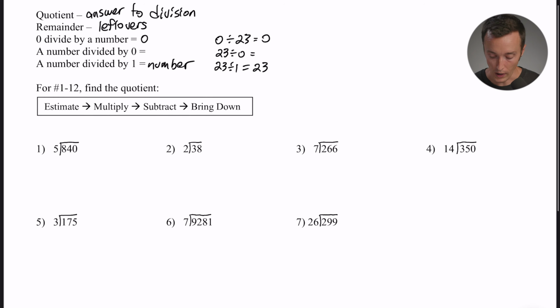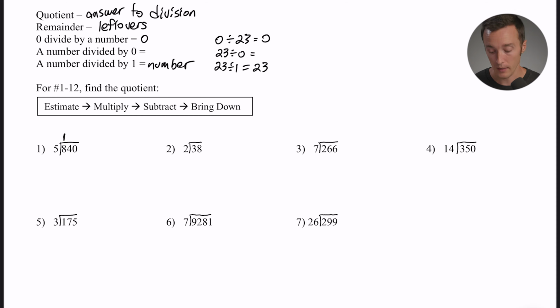So let's look at number 1. It's 840 divided by 5. The first thing I want to do is look at that 5 and see how many times it would divide into 8. Sometimes you could say, how many groups of 5 can I get in 8? And this is where you're going to estimate. My estimate is only 1, because I know if I did 2 groups of 5, that would be 10, and that's more than 8. So I'm going to say that my estimate is 1 group of 5.